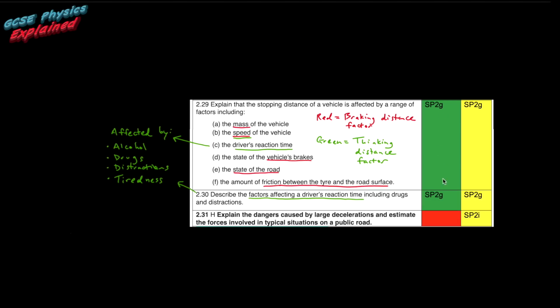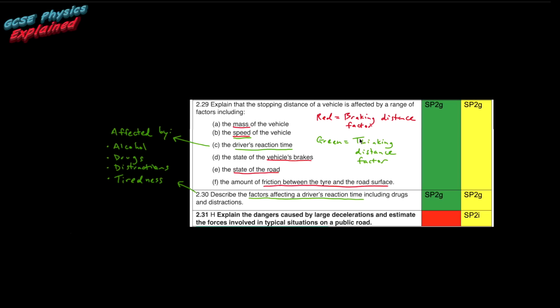You can see there's slightly less for the foundation candidates to know. We don't need to bother with that higher statement. However, you do need to know these two statements in a little bit more detail compared to the higher candidates. Explain that the stopping distance of a vehicle is affected by a range of factors, including, if it's a braking distance factor, I've put it in red. If it's a thinking distance factor, it's in green.